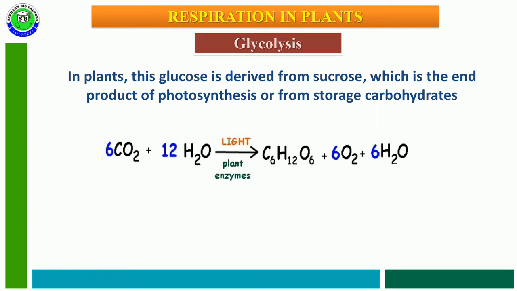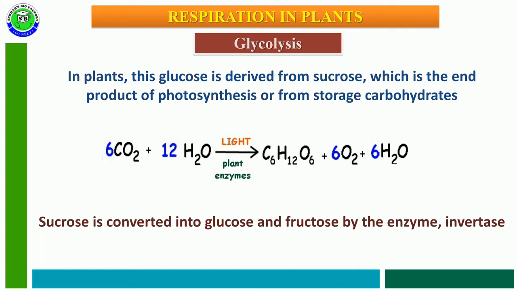In plants, this glucose is derived from sucrose, which is the end product of photosynthesis, and these food materials are stored in the form of carbohydrates. The photosynthesis reaction is 6CO2 plus 12H2O giving rise to C6H12O6 plus 6O2 plus 6H2O in the presence of sunlight. With this photosynthesis process, carbohydrates are synthesized as end products.